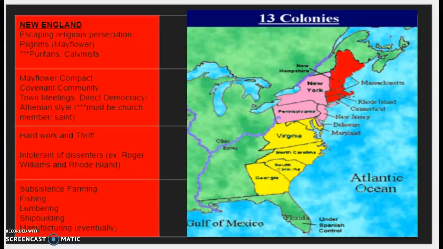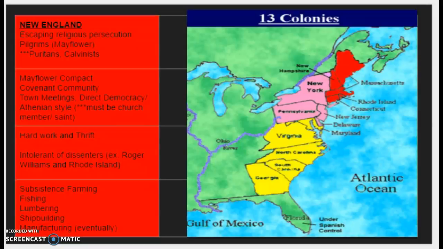In their government, they would have town meetings, which is a small sort of direct form of democracy, kind of old Athens style. The only thing is you had to be a member of the church. If you weren't a saint, you could not participate in government. You could not participate in these town hall meetings because, again, if you weren't a saint, you weren't a member of the covenant, the promise that had been made to look after each other and to make rules for each other. So you were kind of an outsider if you weren't a member of the church.